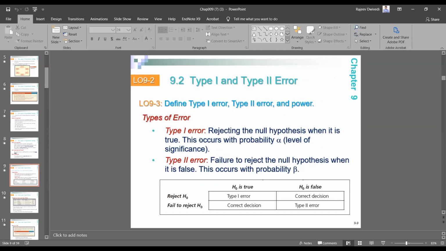Here, type 1 and type 2 error, these are the important aspects in hypothesis testing. If null hypothesis is true and you reject the null hypothesis, that is called alpha error or type 1 error. If H0 is false, and you accept the null hypothesis, that is called beta error or type 2 error. So these two errors I will explain with an example.